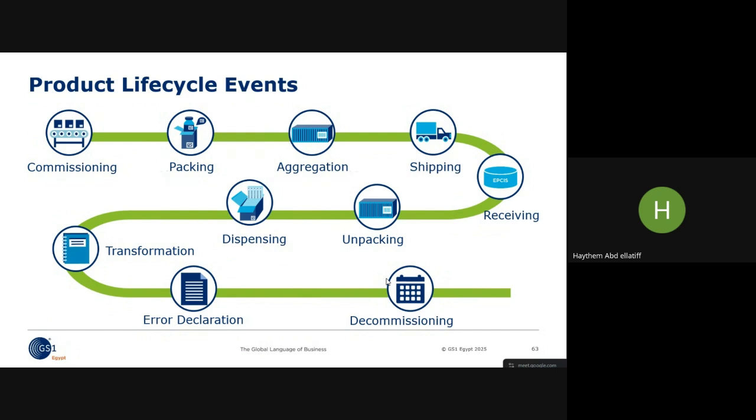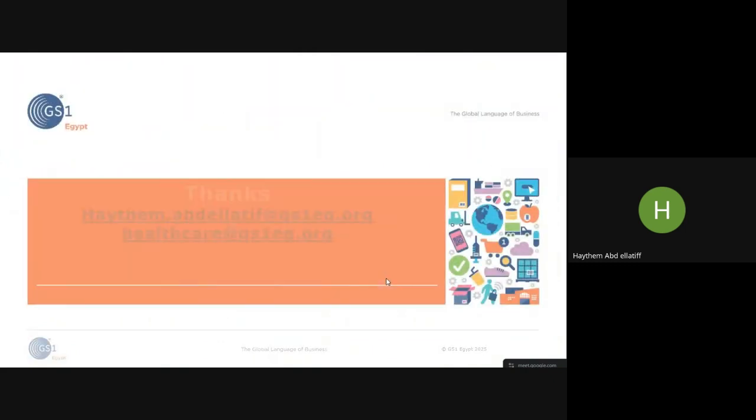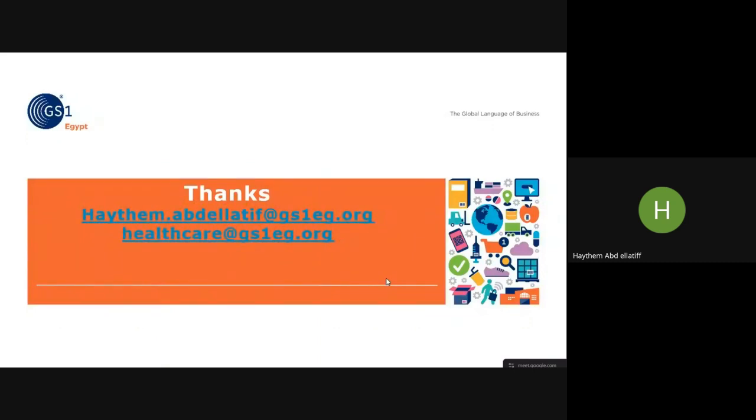And to conclude, we have identified the three main pillars in the GS1 standard for track and trace: we identify, capture, and finally share. The GS1 standard helps the healthcare supply chain to identify products, capture accurate data, and share trusted information.